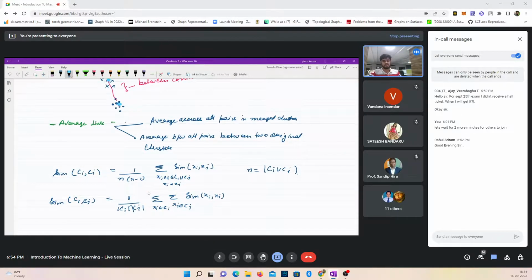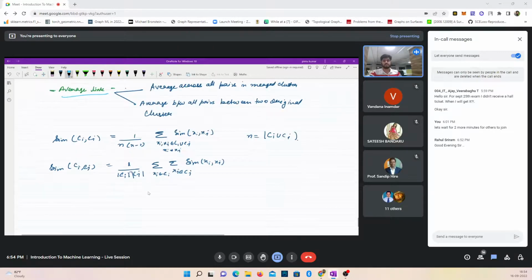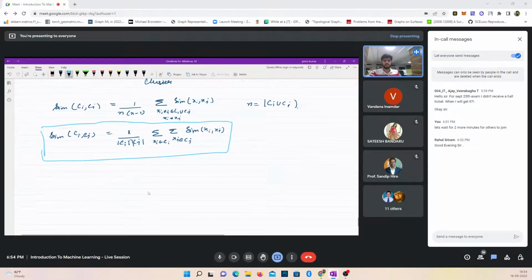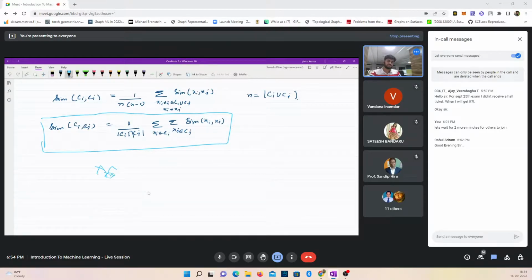The last one is called average link. Let's say there are two clusters. You take the similarity between every pair. You pick one point from here and one point from here, and find its similarity. For every pair you find its similarity, and then sum it up and average it out. So this is one way of average linking.